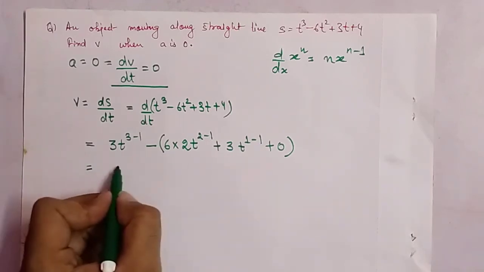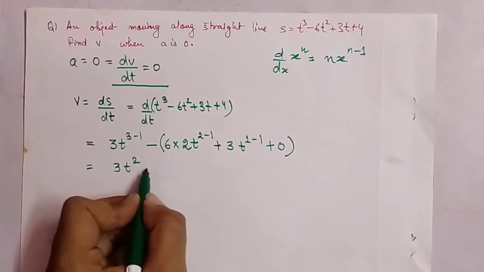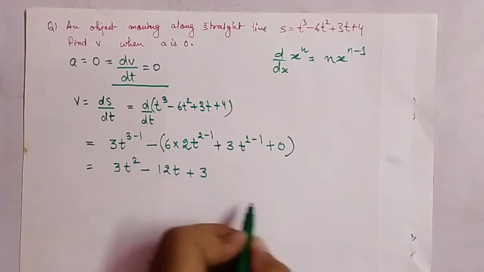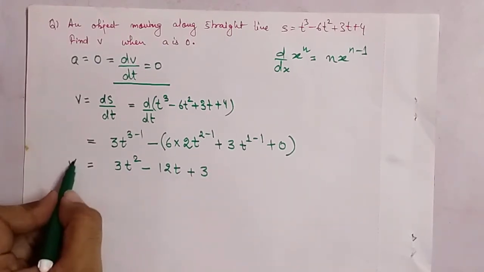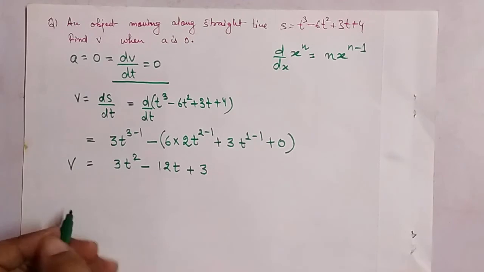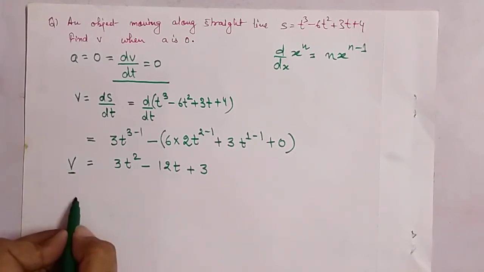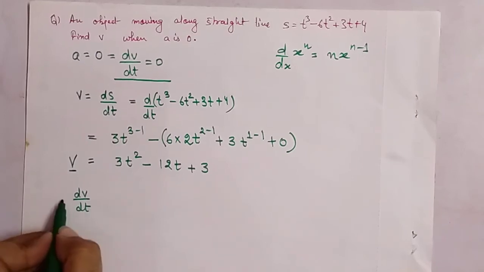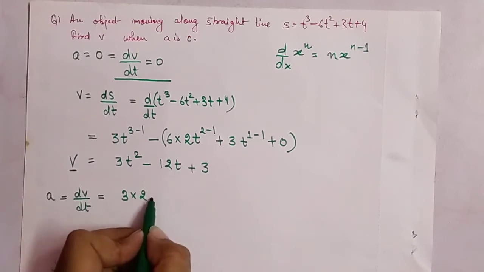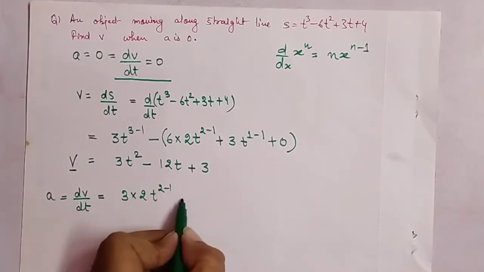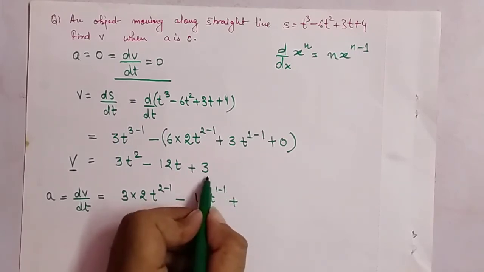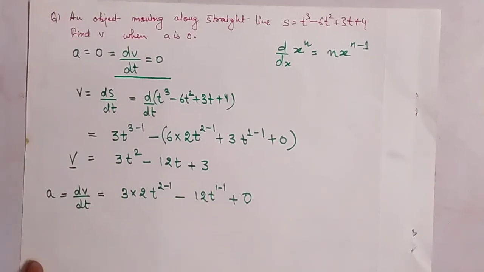So now you can write everything, that becomes 3t square minus 12t to the power 1 plus 3, and the rest term is 0. Alright, so this is the velocity that we got, but we have to go to the condition when the acceleration was 0. So that means we have to again differentiate this with respect to time to get our acceleration. So it will be again 3, put the 2 before, t to the power 2 minus 1, minus 12 t to the power 1 minus 1, and again 3 is acting as a constant, so that will become 0.